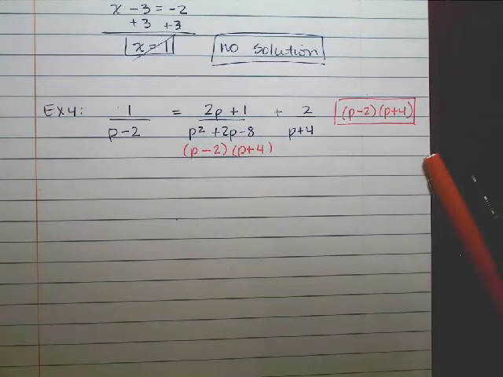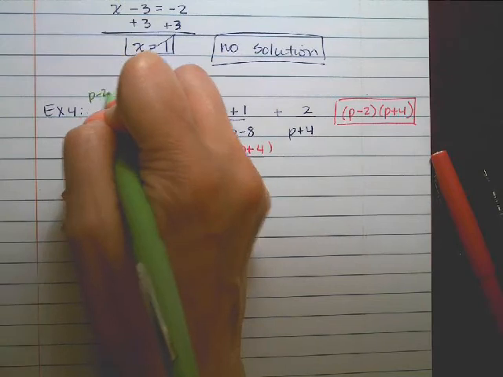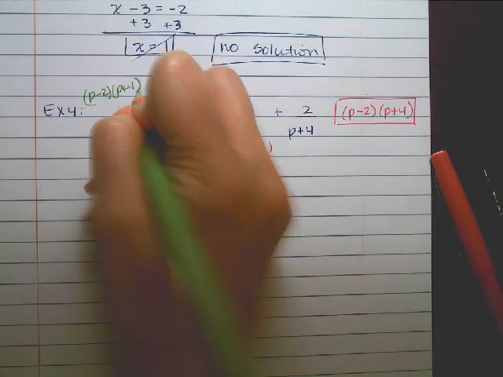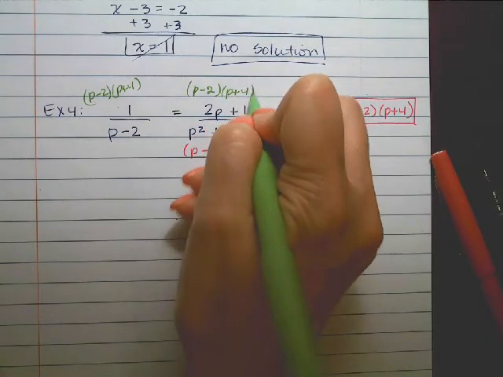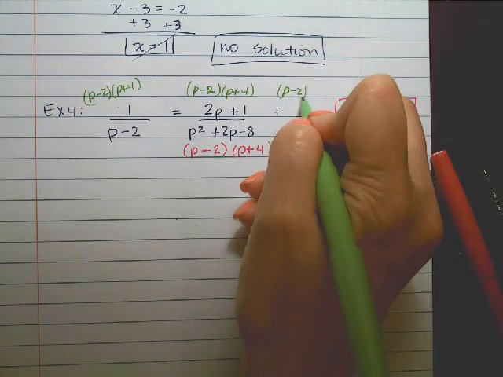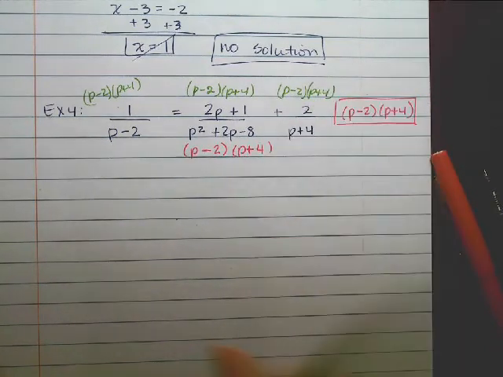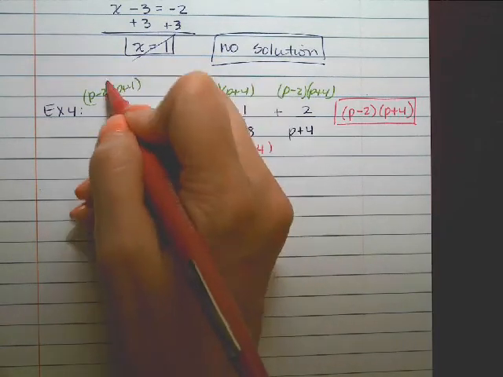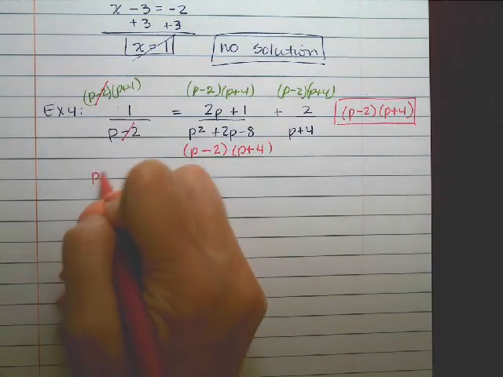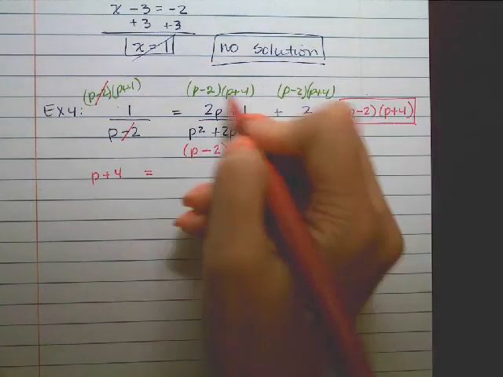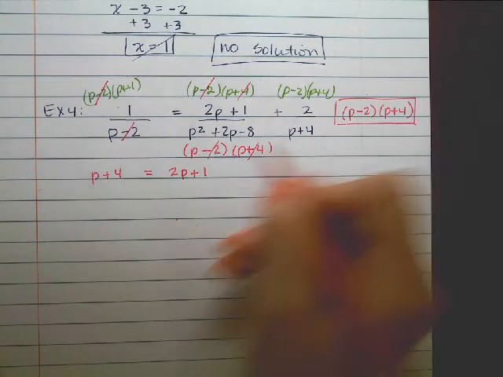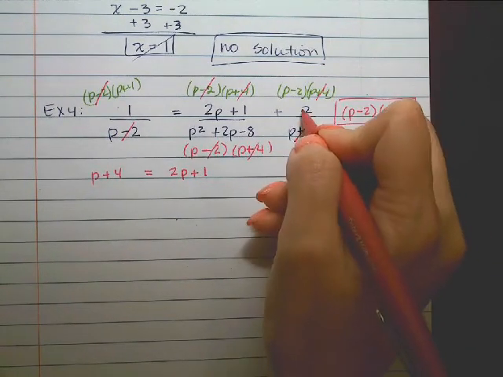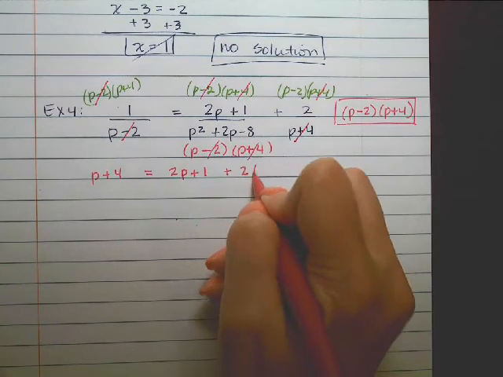All right, so we're going to multiply through by that. So we have p minus 2, p plus 4, on each term. Going back, this one cancels, leaving p plus 4 equals, these both cancel, leaving 2p plus 1. This one cancels, leaving 2 times p minus 2.